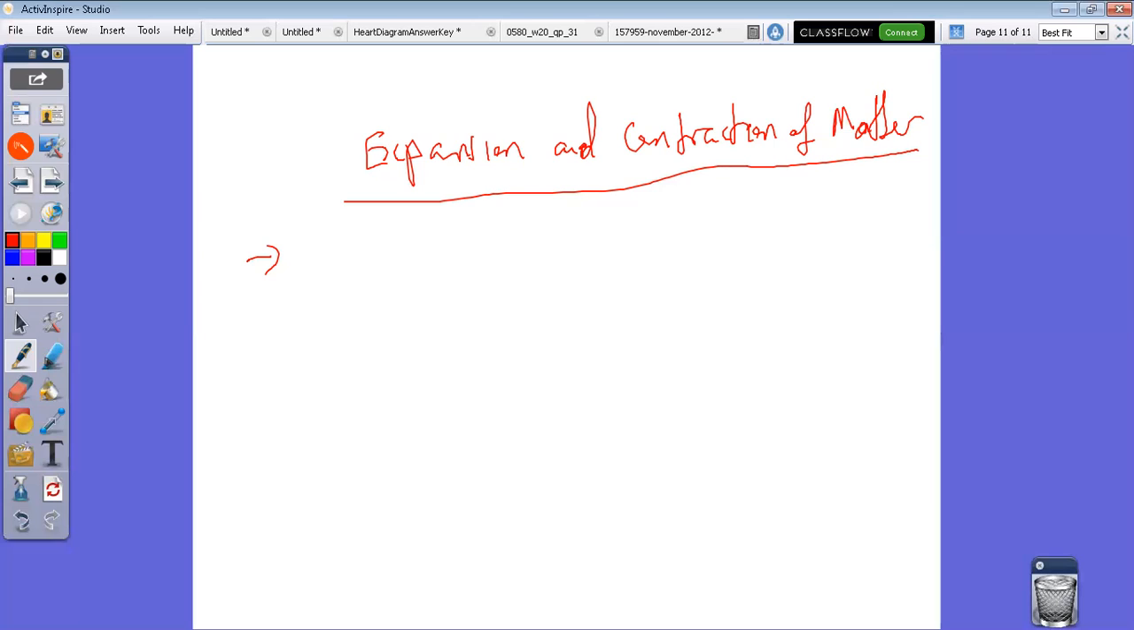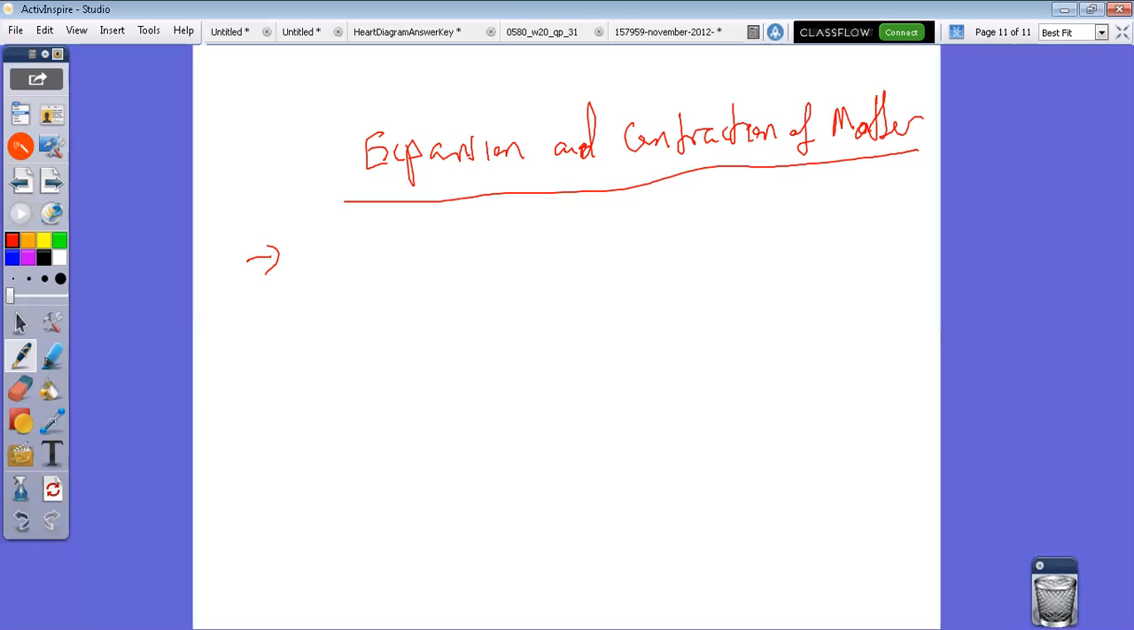Why does the volume increase? Who can explain why the volume increases when we heat up something? Mufaro? If you heat up something, why would the volume increase? Because it would expand. Not really. You are not using the physics terms that you have learned here.